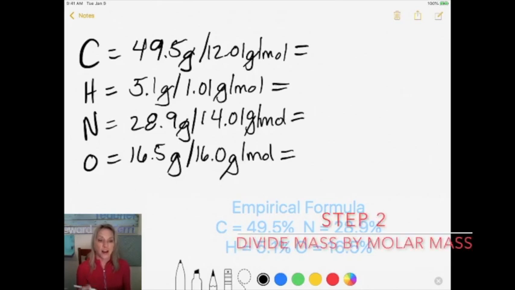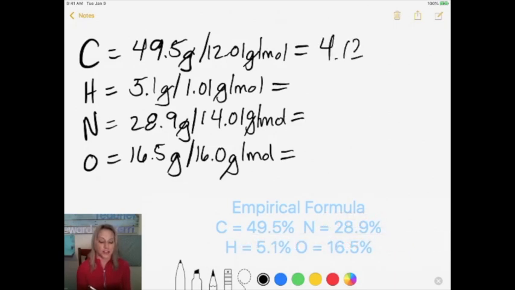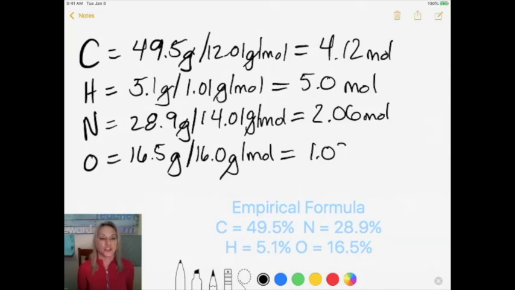When we divide these, our moles of carbon are going to be equal to 4.12 moles, and our moles of hydrogen will be equal to 5.0 moles, and our moles of nitrogen will be equal to 2.06 moles, and our oxygen will be equal to 1.03 moles. Now this tells us how many moles we have of each compound, but we want to find out the ratio. So we need to compare them to the one that has the least. So in this case, our moles of oxygen is the least number of moles.